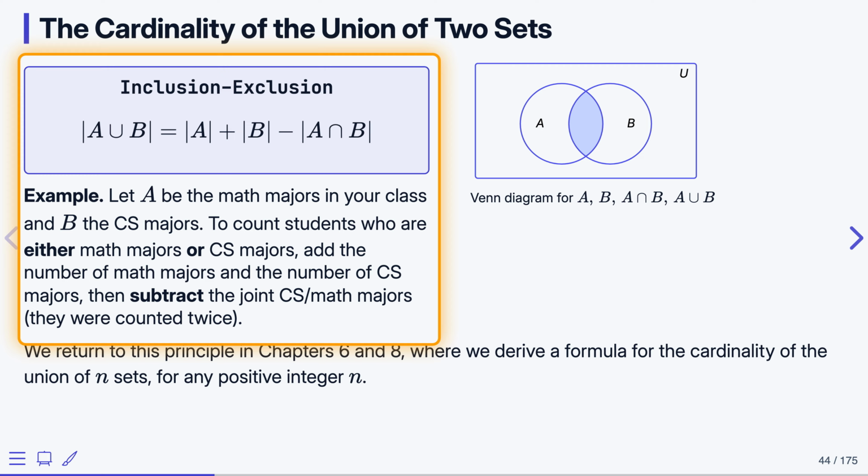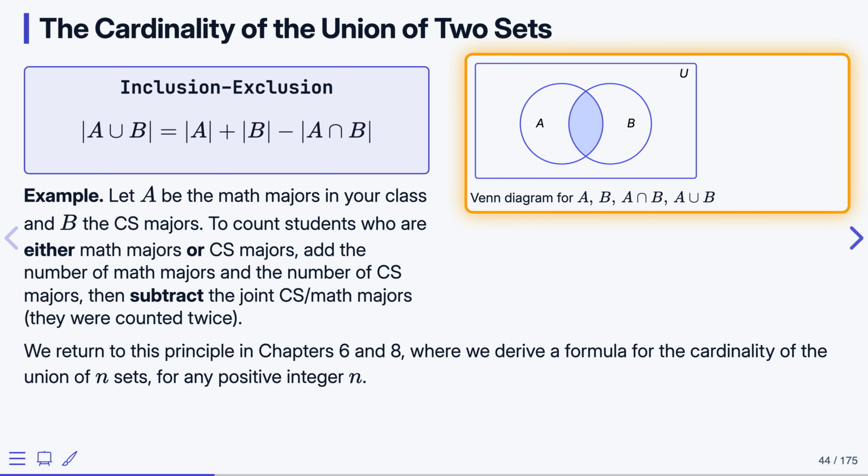An example in plain words. Let A be the maths majors and B the computer science majors in your class. To count the students who are maths majors or computer science majors, add the two groups, then subtract the students who are both, because you counted them twice. In the diagram, the shaded overlap is exactly the part we subtract. We extend this to n sets in Chapters 6 and 8.